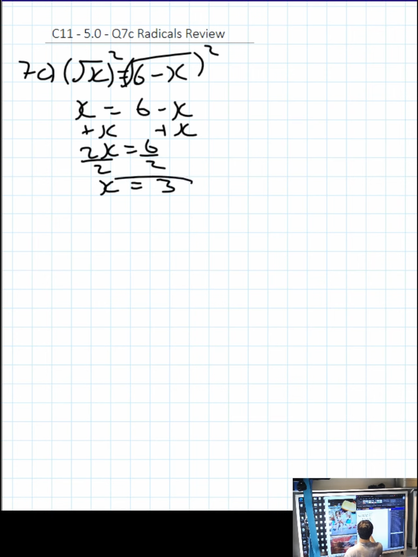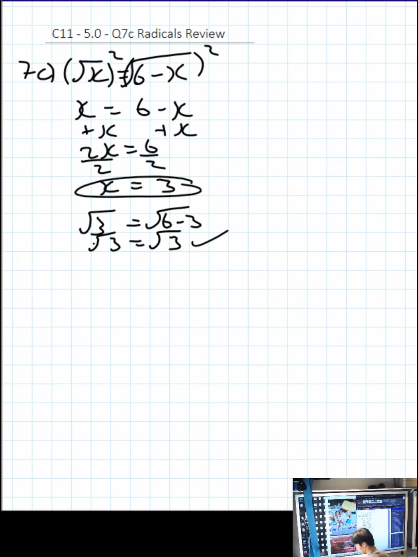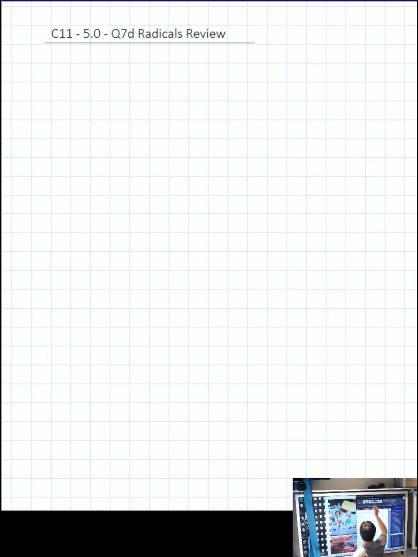Circle our answer. We can take that and put it back into the question. Root 3 equals root 6 minus 3. 6 minus 3 is 3, so we can say root 3 equals root 3. Check mark. Awesome.